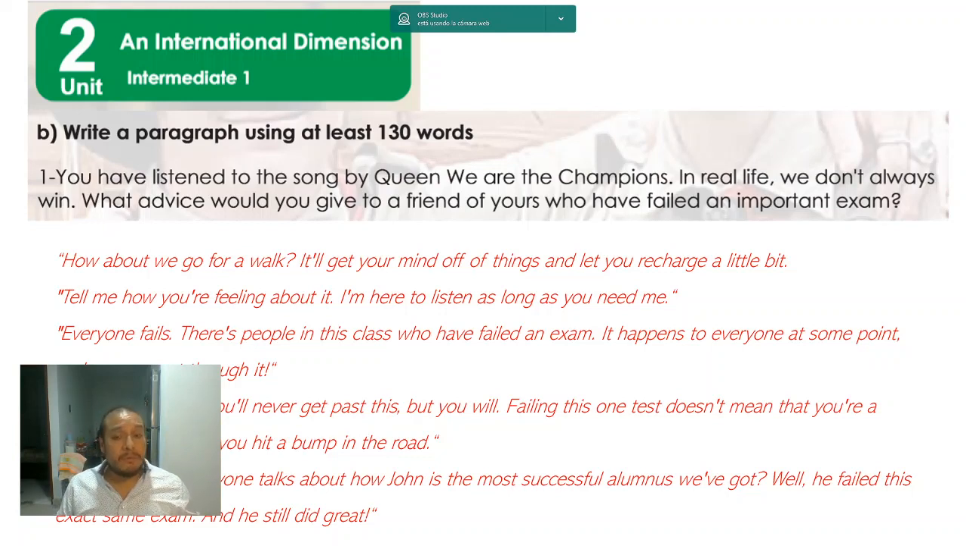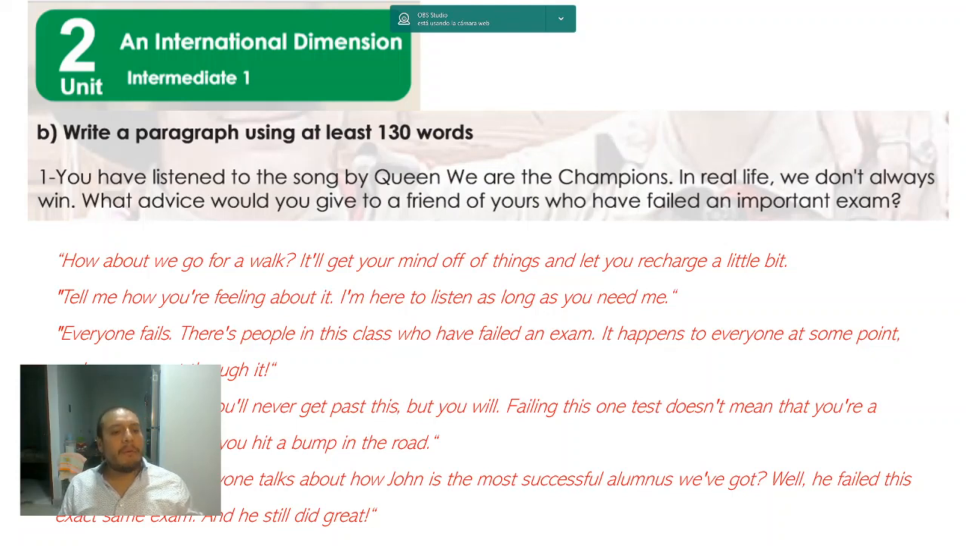Right? Another thing that you would tell him is the second expression. "Tell me how you're feeling about it. I'm here to listen as long as you need me." Of course, a person needs somebody to lean on, somebody to be with you when you are sad, right?